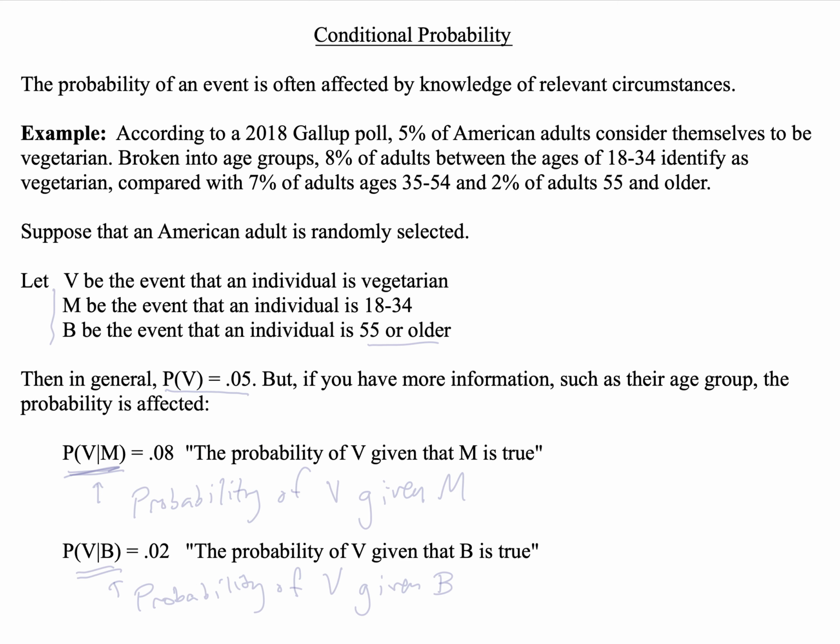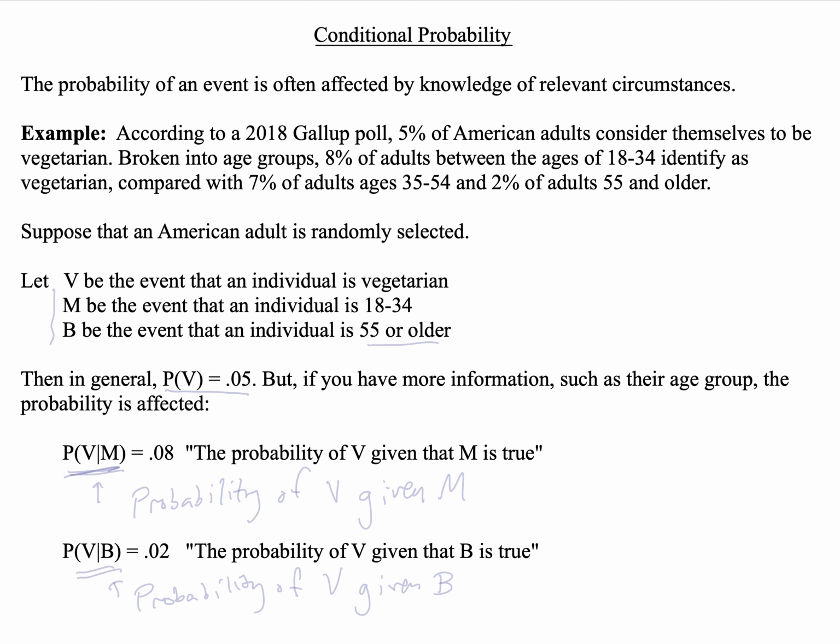This video is on conditional probability. The probability of an event is often affected by knowledge of relevant circumstances. So, for example, there was a 2018 Gallup poll that said 5% of American adults consider themselves to be vegetarian, and if we break that into age groups, 8% of adults between the ages of 18 and 34 identify as vegetarians, compared with 7% of adults ages 35 to 54, and 2% of adults 55 and older.